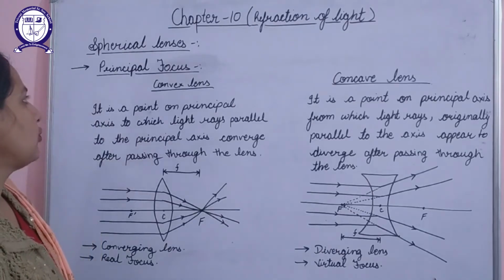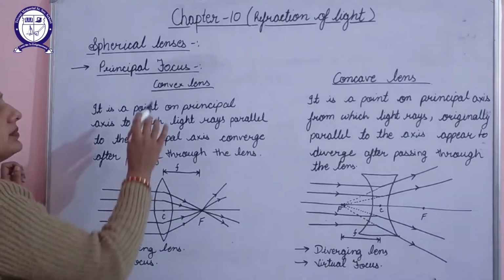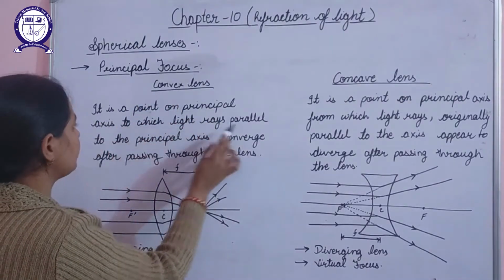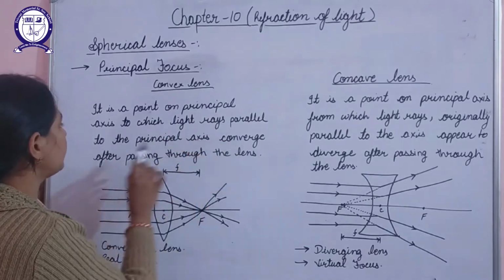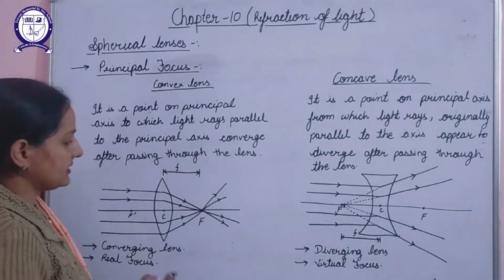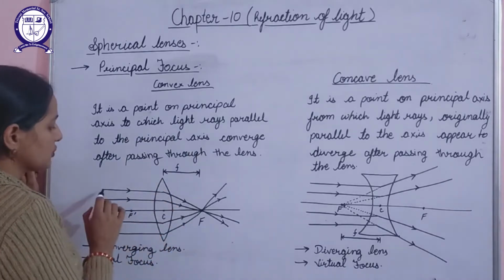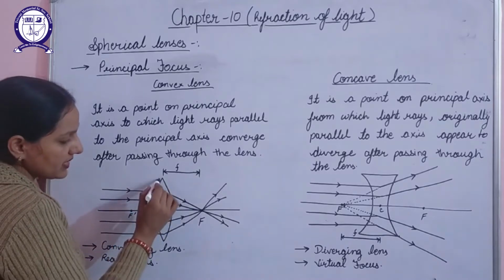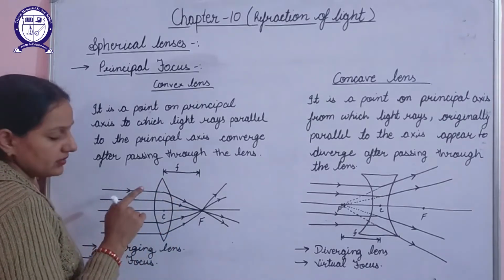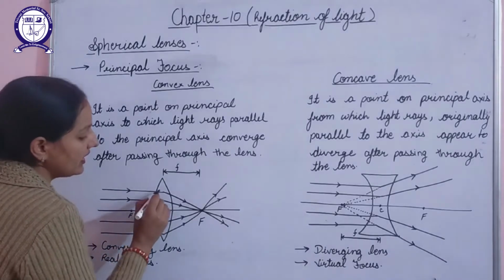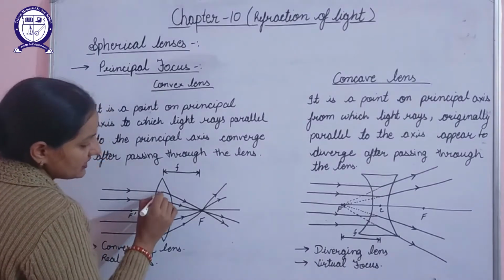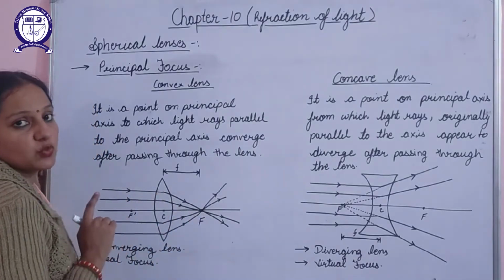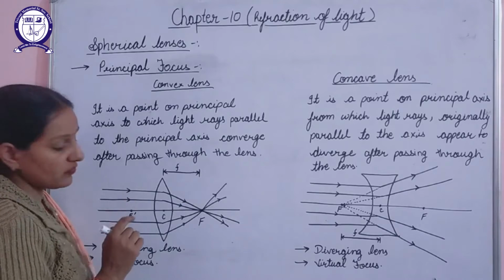Next is principal focus and focal length. If we talk about convex lens, it is a point on the principal axis to which light rays parallel to the principal axis converge after passing through the lens. This is our convex lens. So if the rays of light are parallel to the principal axis, after passing through this lens, the phenomena of reflection will occur, and this lens will converge all the rays to meet at a single point, and that point is known as focus or principal focus.